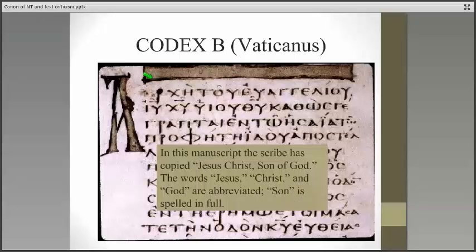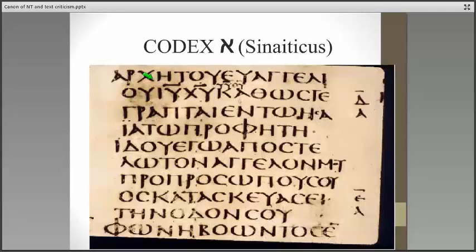Sinaiticus. Here's again, this is explanation. In this manuscript, the scribes copied Jesus Christ, Son of God, right? And Son is spelled in full, and these are abbreviated. Now let's look at another manuscript, the Sinaiticus. Again, from the 4th century.